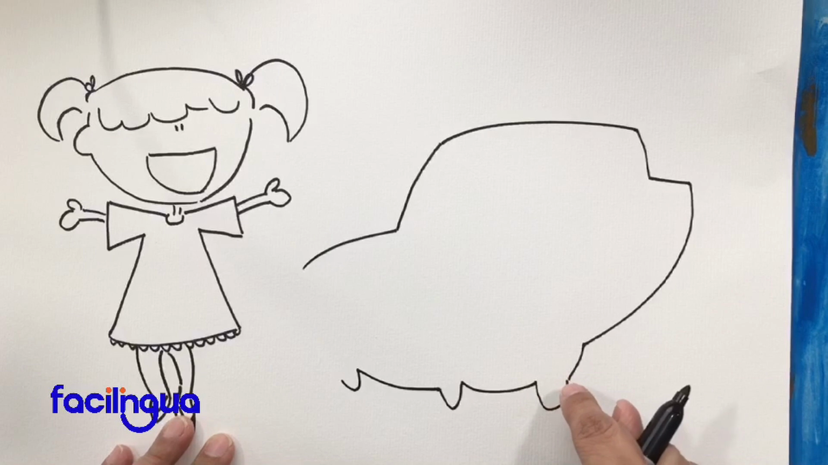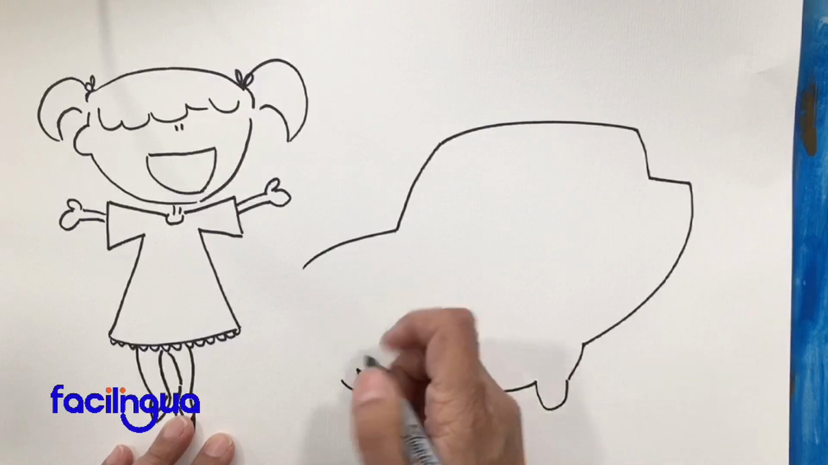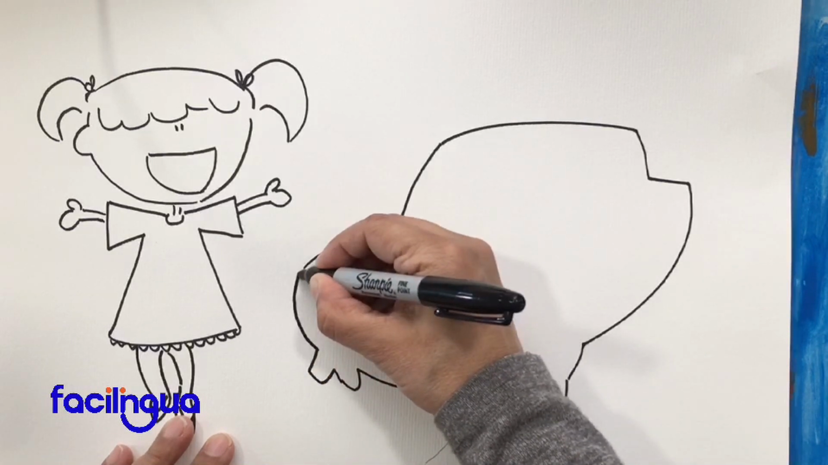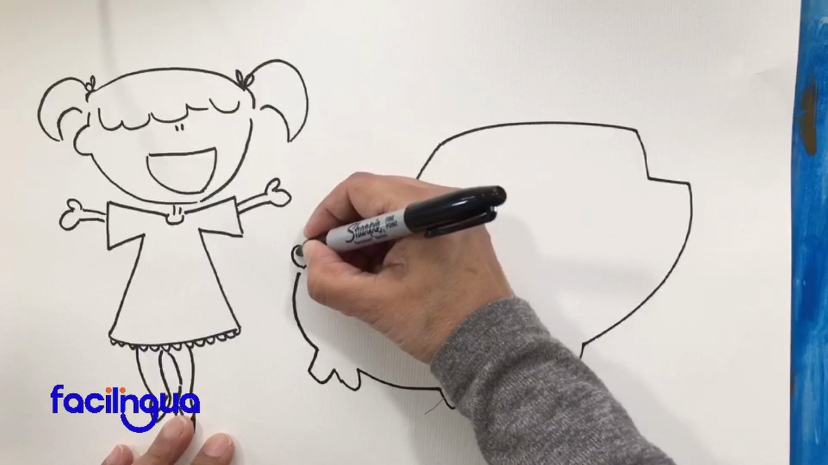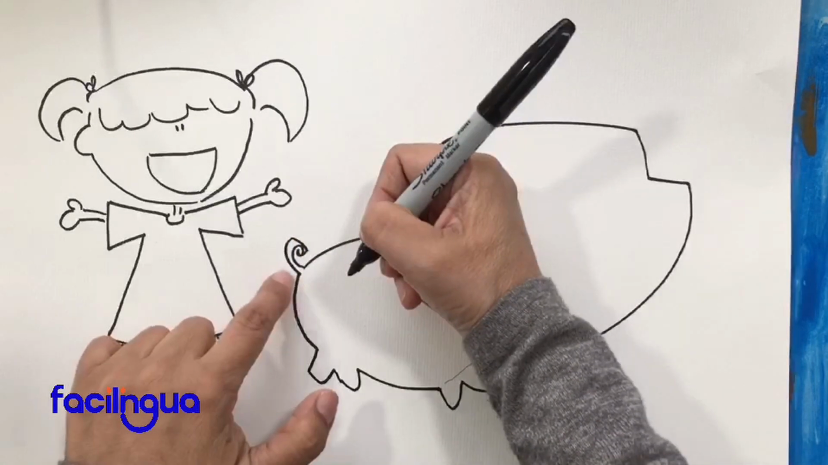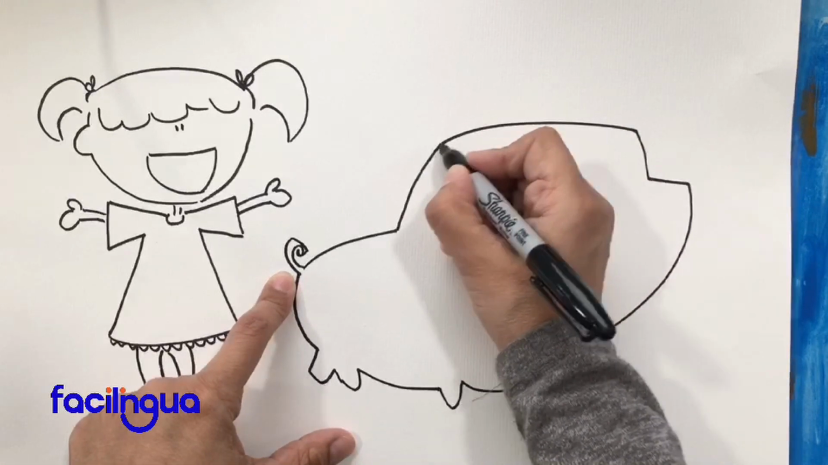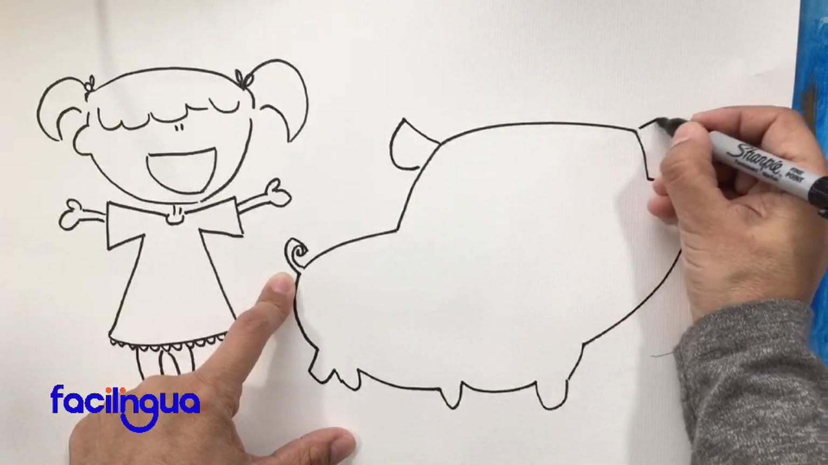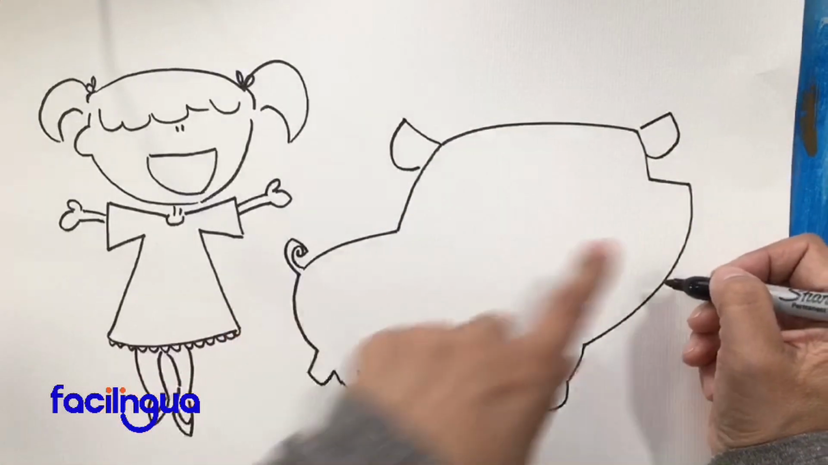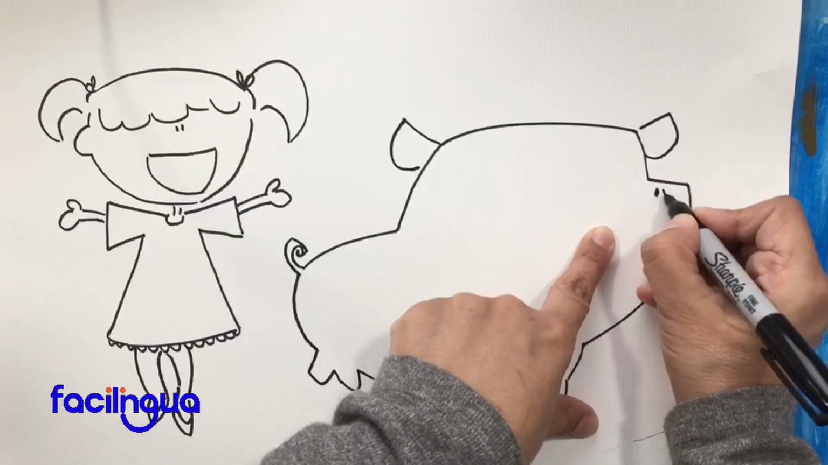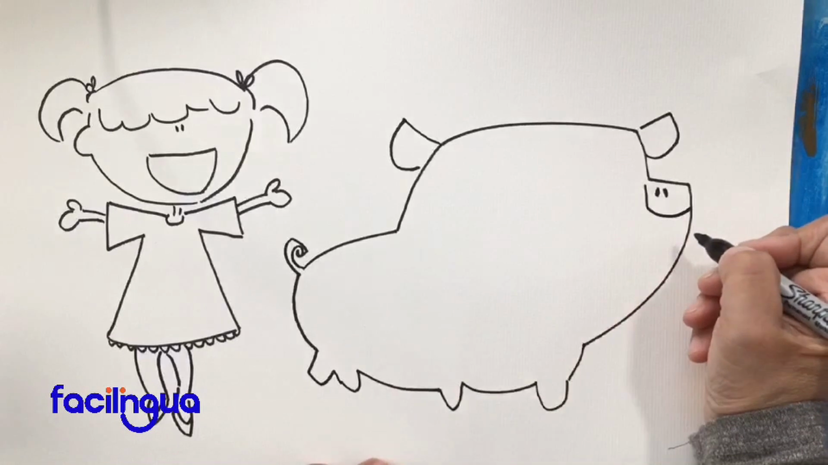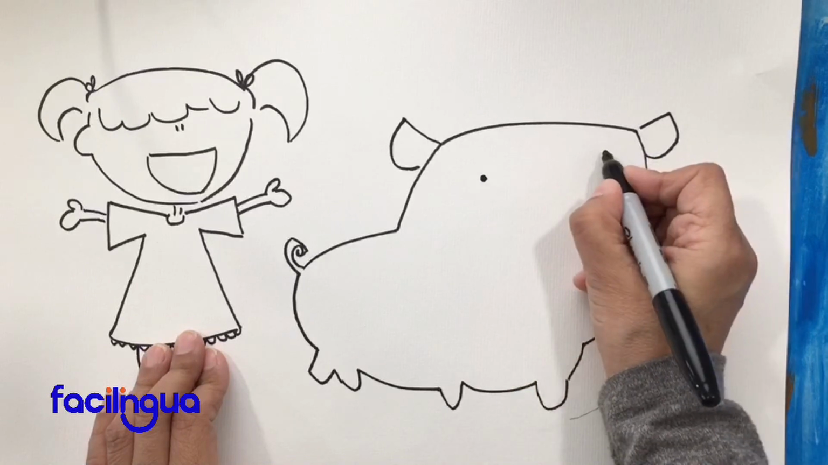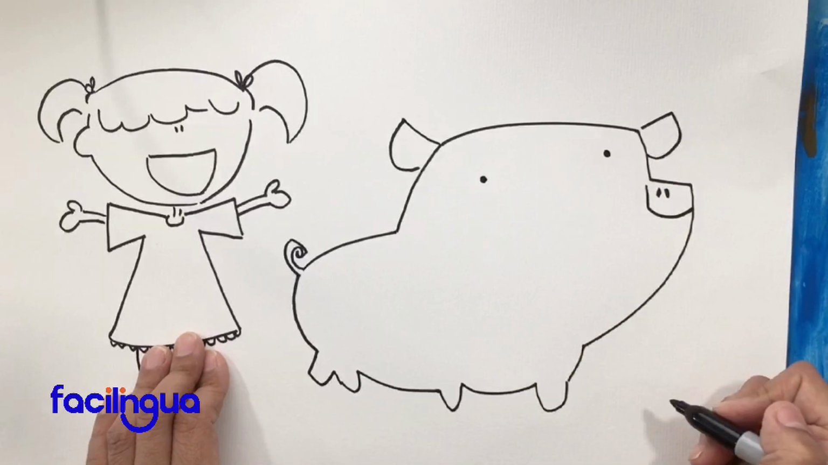She sees an animal. She sees an animal with 1, 2, 3, 4 legs. And this animal has got a tail. And this animal has got 2 ears, 1 and 2. And this animal has got a nose. And this animal has got eyes. Tiene. Yes.